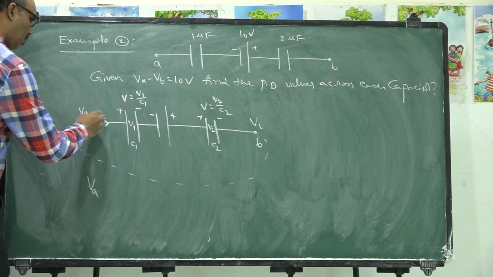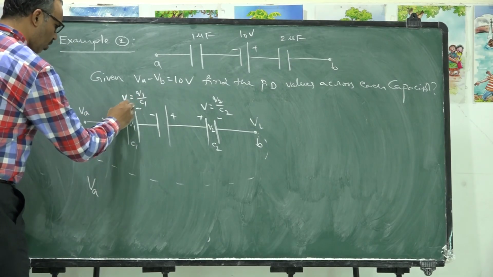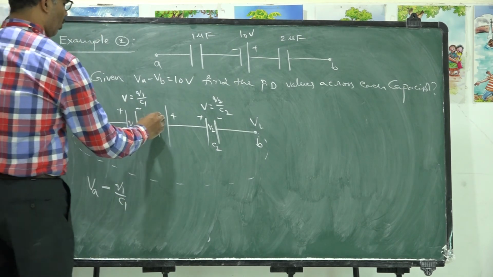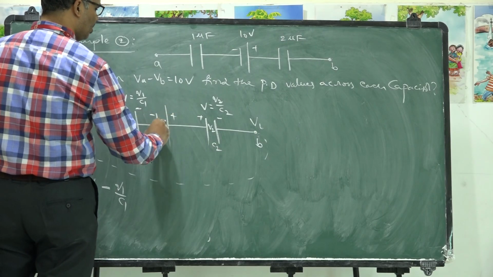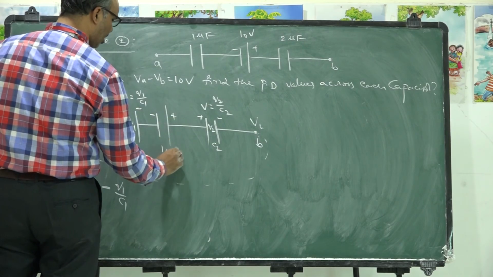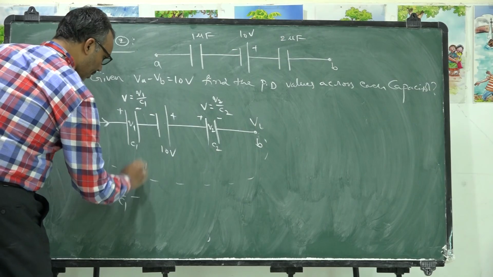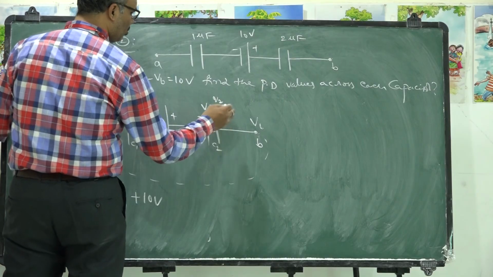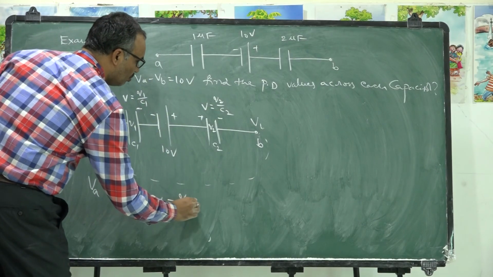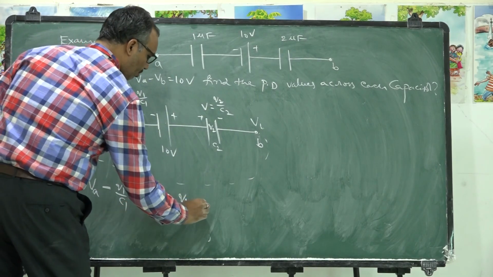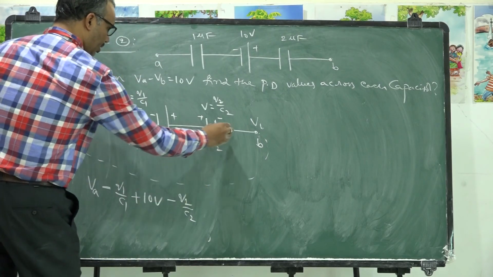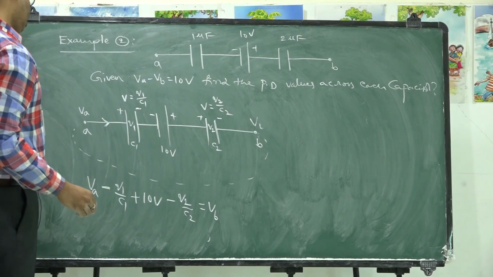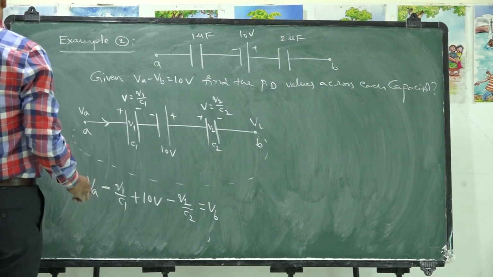Now this potential is you are going from positive to negative, therefore minus I should take Q1 by C1. Here you are going from negative to positive, that means rise of potential. They gave the potential as 10 volts. So negative to positive means plus 10 volts you should take. Again you are going from positive to negative, so minus Q2 by C2. So finally it gives the potential value VB here.